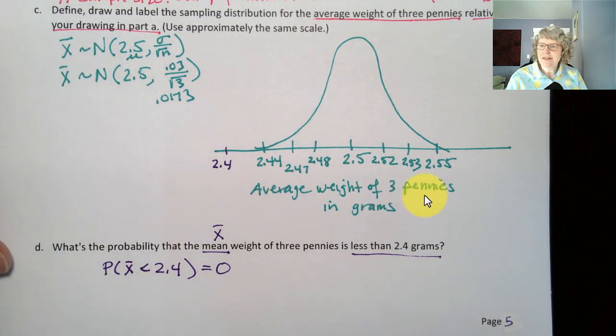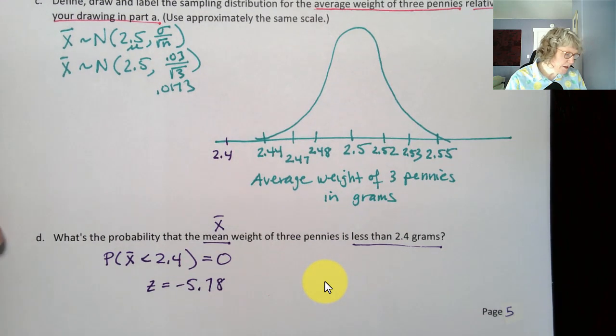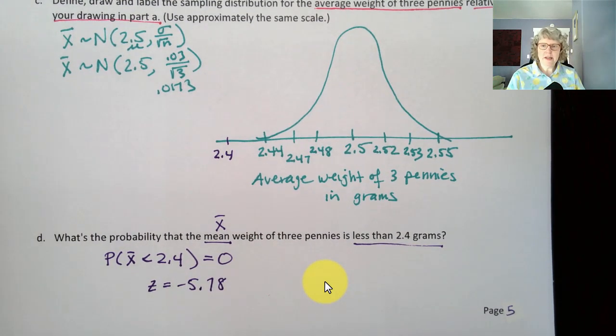If you want verification, look at the graph and say, yes, that z-score is negative 5.78. So this is way far away from the mean. Okay, great. So there's another sampling distribution problem, and we'll do one more in the next video.